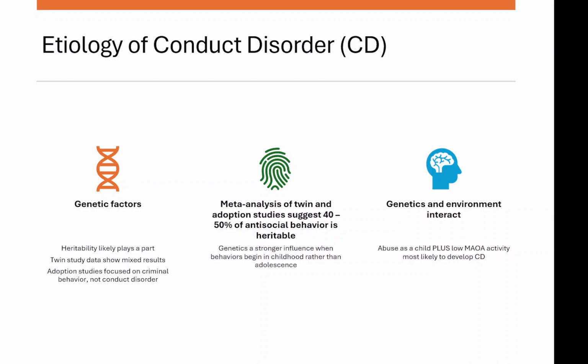Early childhood is the most common onset for these behaviors, and the earlier they begin, the more likely they are to be linked with genetic factors. However, these behaviors manifest from genetics and environment, really, like we saw on the last slide, creating this perfect storm of all these different factors interacting. For example, a combination of child abuse and low brain activity increases the likelihood of developing conduct disorder, and this interaction highlights the importance of both neurological and environmental factors that shape one's behavior.